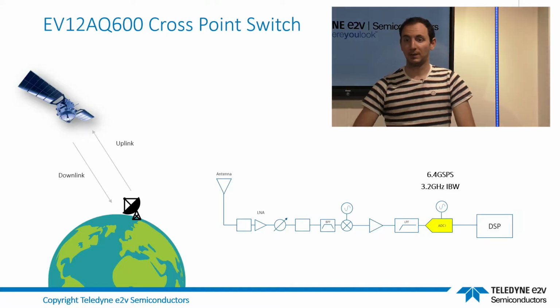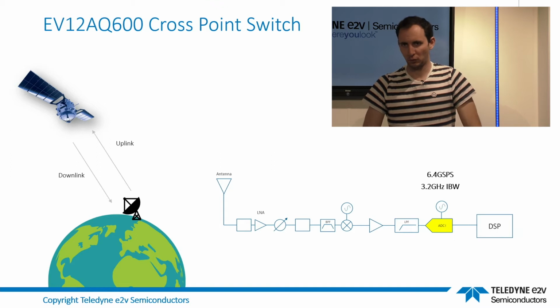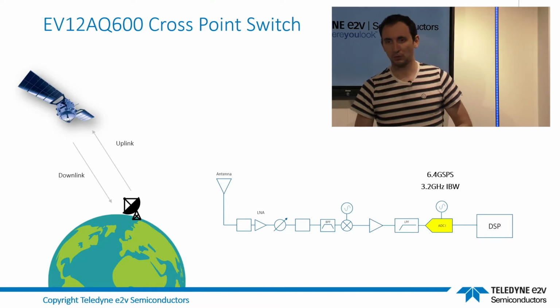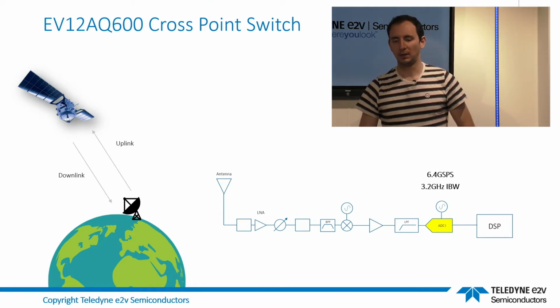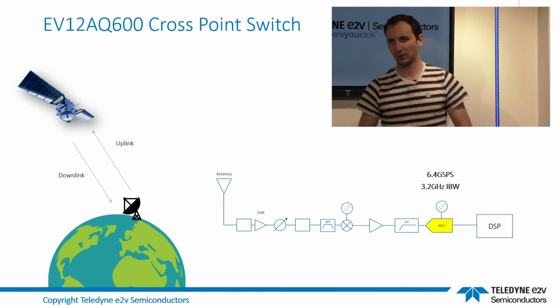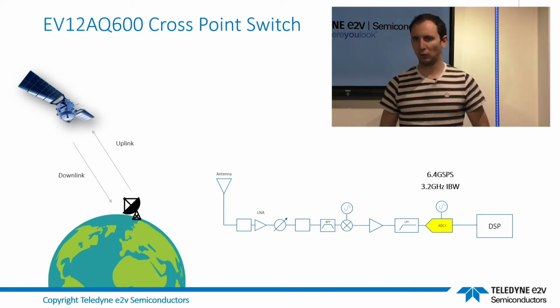If you are a SATCOM payload designer and you want to digitize the highest bandwidth possible in Ka-band, then you will look for a higher sampling rate. So what you could do is set the correspond switch to one channel mode, and with the AQ600 you will get up to 3.2 GHz bandwidth. Here is what it would look like in real life.